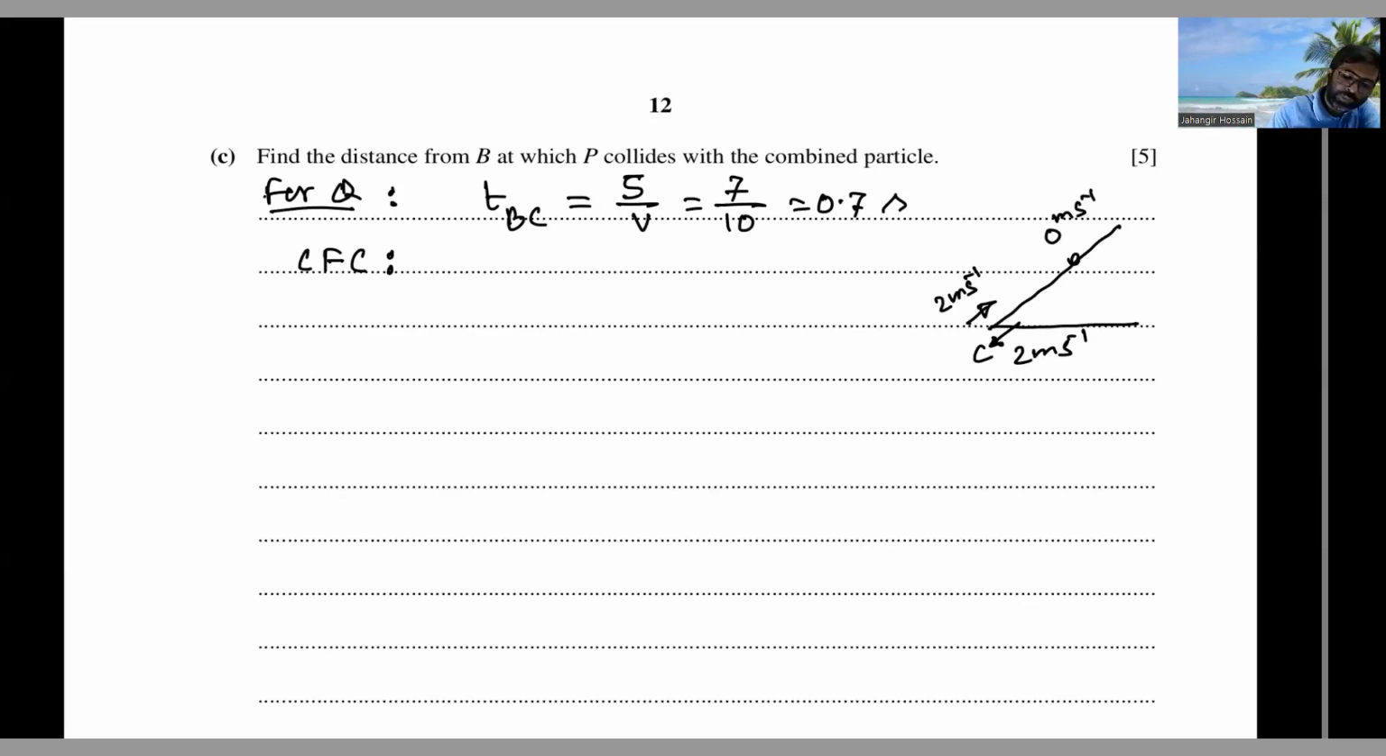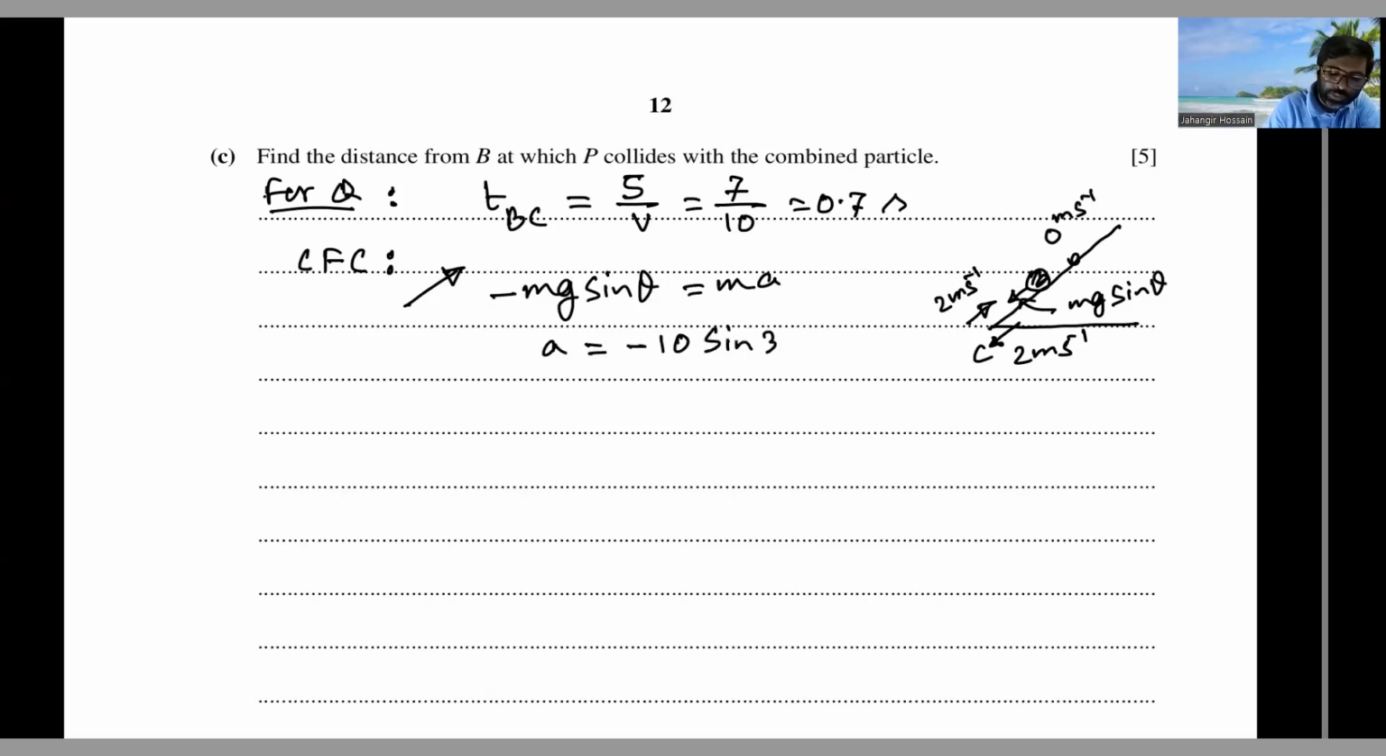What will be the acceleration here? While the particle is moving on this plane, it is moving against gravity, that is mg sin theta, whether it moves up or down. Let's consider the forward motion. Minus is considered the forward motion. Then we have minus mg sin theta equal to ma. If we divide by m, we have minus g sin theta, that's minus 10 sin theta. Theta is 30, so it is minus 5.